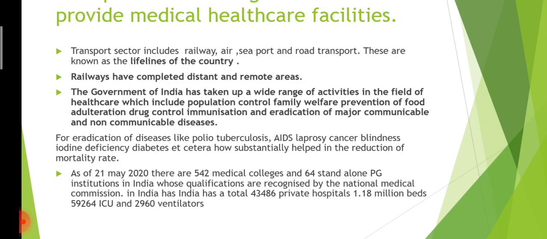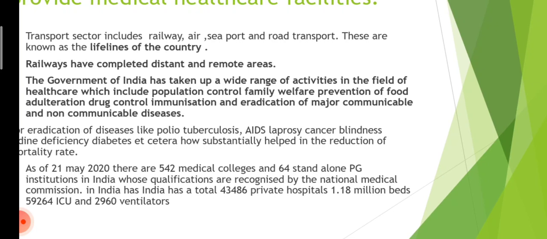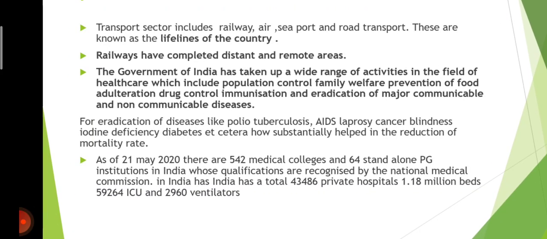As on 21st May 2020, there were 542 medical colleges and 64 stand-alone PG institutions in India, whose qualifications are recognized by the National Medical Commission. In India, there are in total 43,486 private hospitals and 1.18 million beds, 59,264 ICU beds and 2,960 ventilators were present.